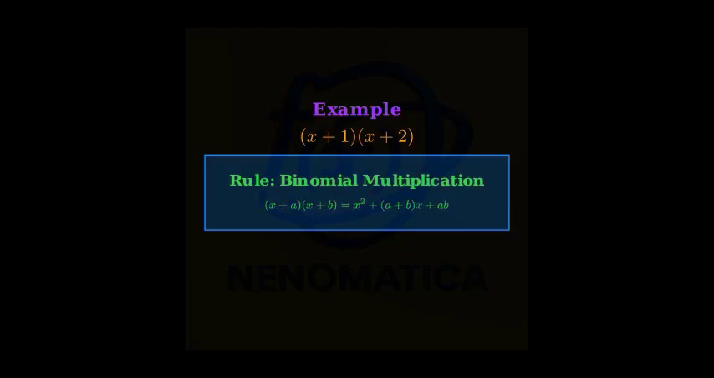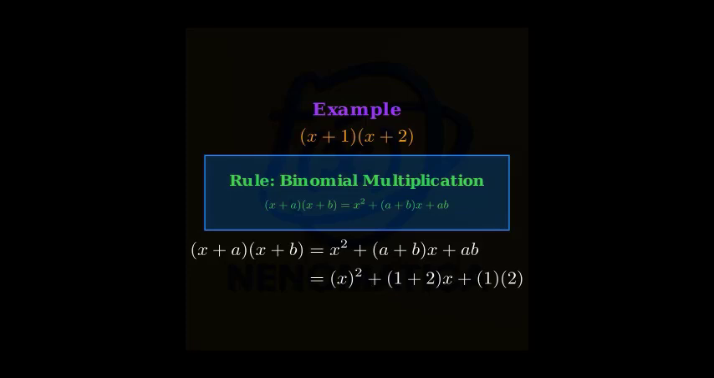Let's start with our first example. Our first example is (x + 1)(x + 2). We'll use the binomial multiplication rule, which states that the product of two binomials can be calculated using a specific formula. First, we apply our formula.